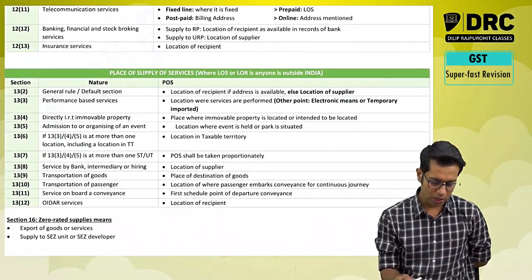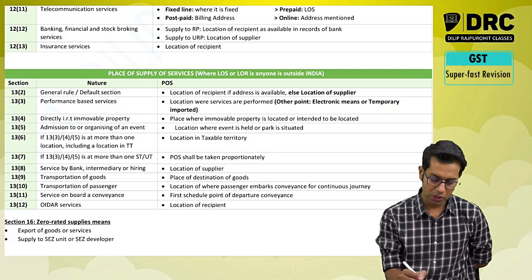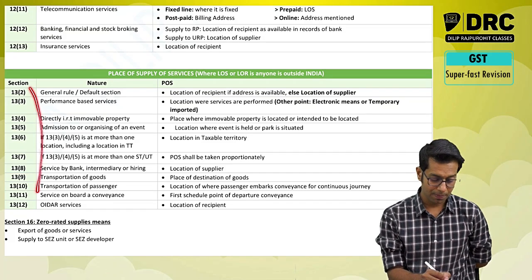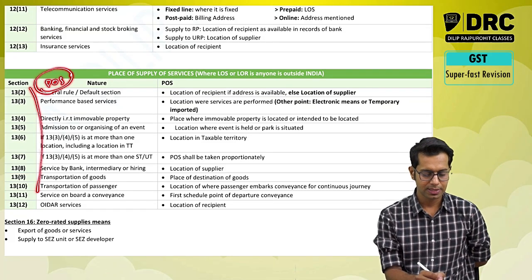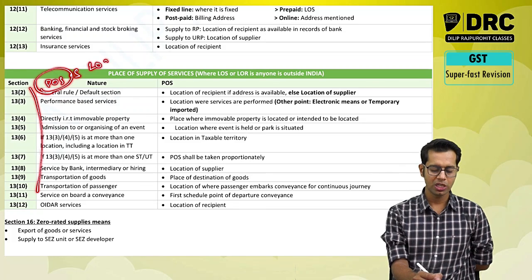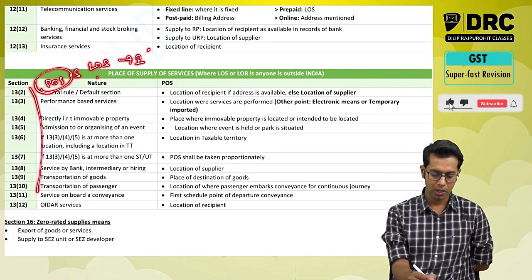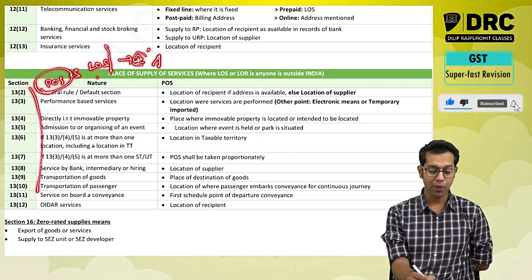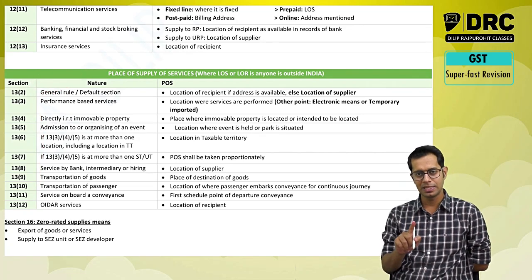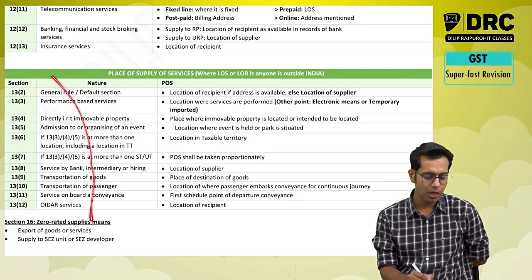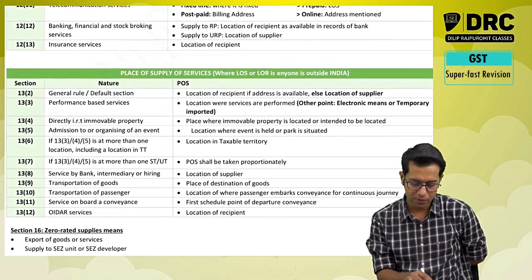Now, then we also have place of supply in case of what, sir? We also have place of supply in case of services where location of supplier or location of recipient, any one person is in India, meaning one person is in India and one is outside India. This is not applicable for CA Inter students, but applicable for others.